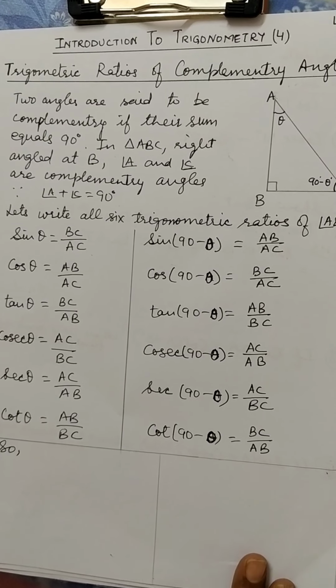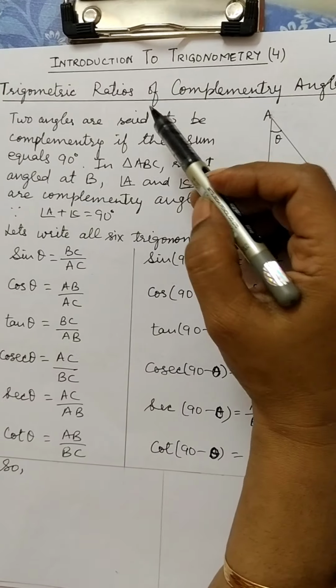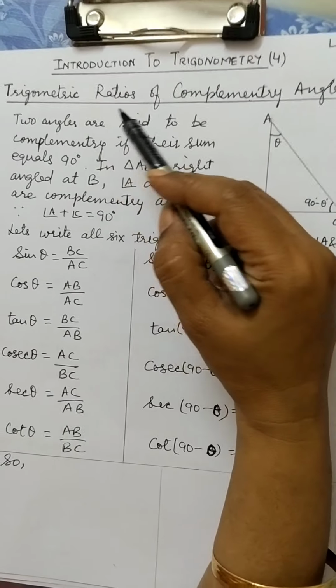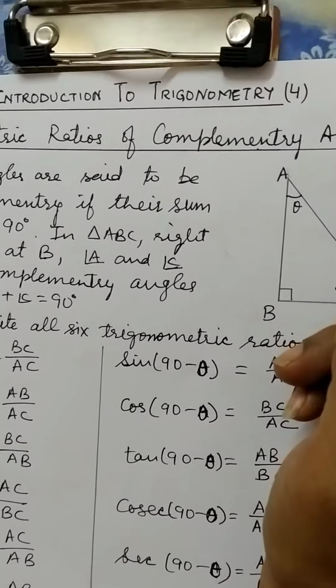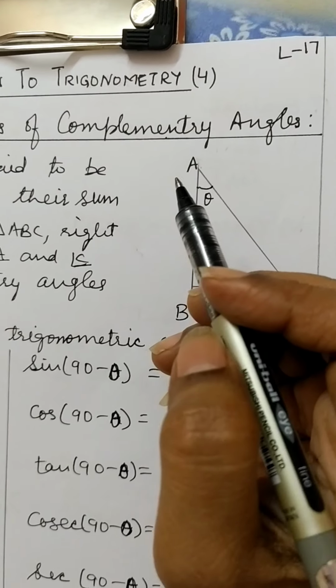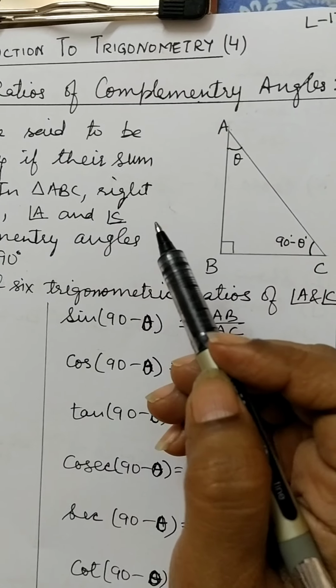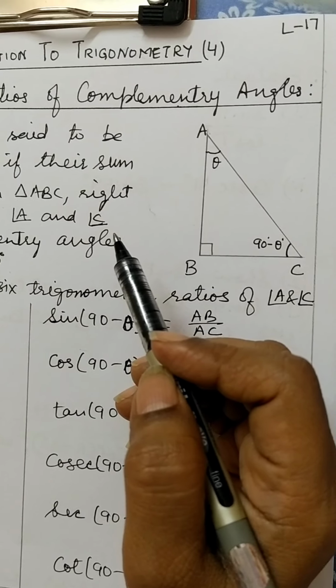Good morning, students. In our chapter Introduction to Trigonometry, today we are doing the topic Trigonometric Ratios of Complementary Angles. Now, what are complementary angles? All of you know it, that two angles whose sum is 90 degrees are called complementary angles.